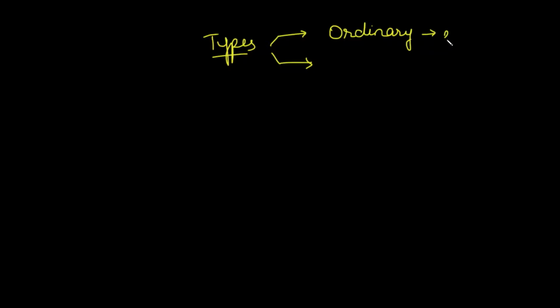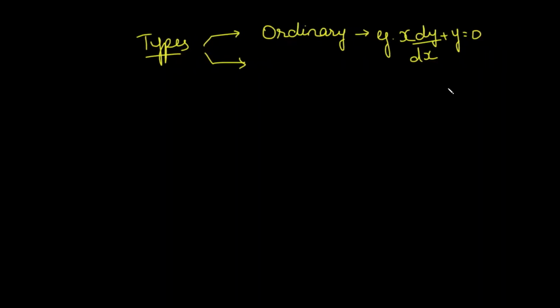For example, if we have dy/dx + y = 0, then this particular equation is known as an ordinary differential equation. Why so? Because y is a dependent variable in this case and only x; when we say dy/dx, it is a derivative of y only with respect to x. So this is an example of an ordinary differential equation.